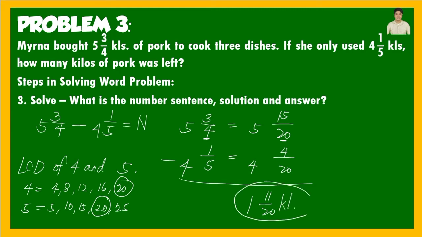So ito po yung ating final answer. Ibig sabihin, 1 and 11 over 20 kilos was left. So yun yung natira dun sa biniling 5 and 3/4 kilos ni Mirna. Kasi nga, hindi niya lahat niluto.